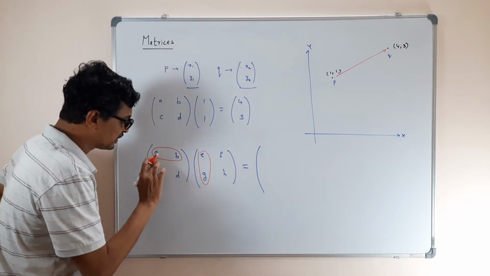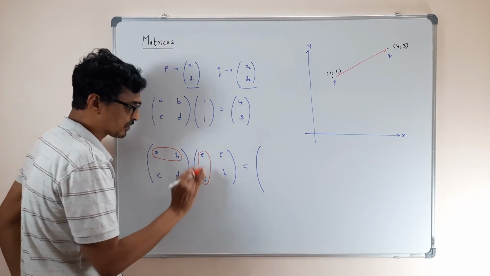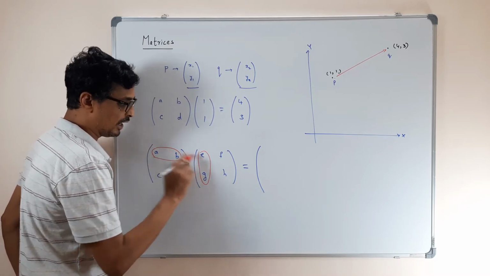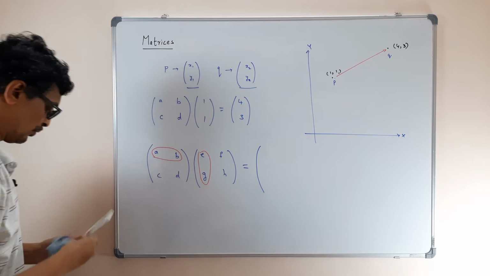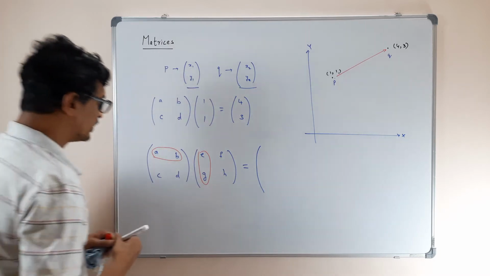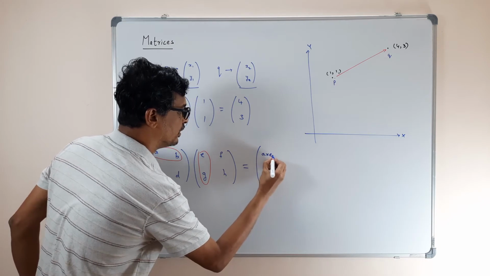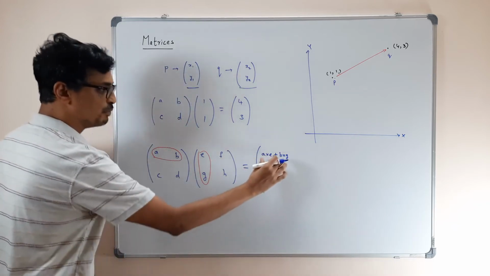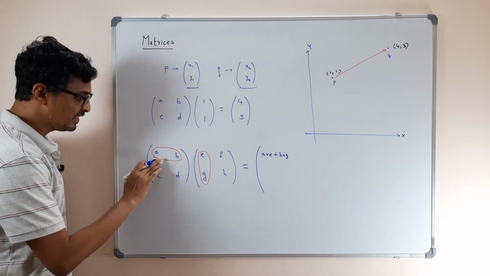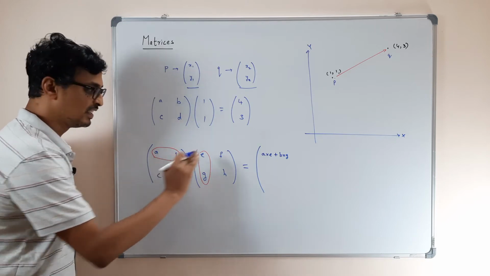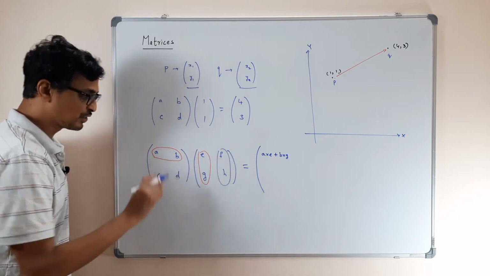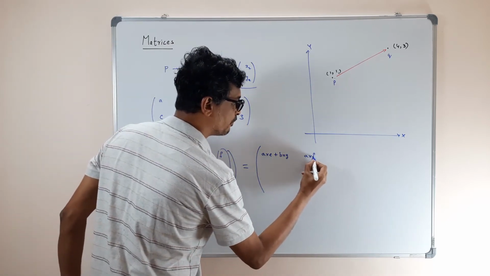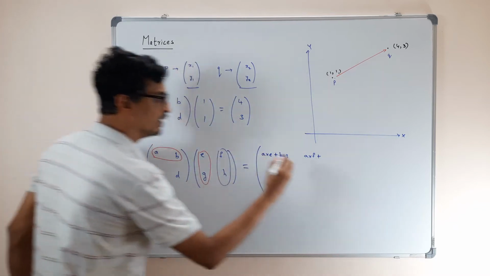So then what happens? This will be first row and first column. How am I going to do it? A into E, B into G. I add them both. So this will become A into E plus B into G. This will make my first element. The second thing is first row, second column, correct? So that will come here. What will it be? A into F plus B into H.